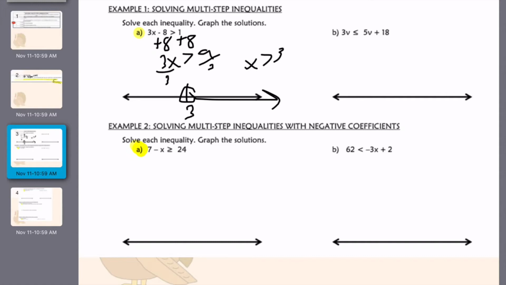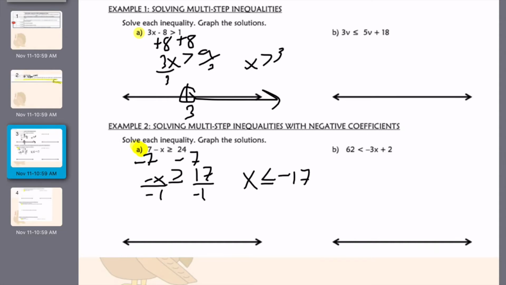All right, in my second example, I'm going to show it a little differently. This isn't necessarily the way that I would show it, but that's okay. I just want to show it for the sake of the example. So I'm going to subtract 7 on both sides. I'm going to be left with negative x is greater than or equal to 17. And in fact, this is like negative 1 times x. So the only way I'm going to get rid of that negative is to divide by negative 1 on both sides. But I need to remember, when I divide or multiply by a negative number, my inequality sign reverses. So this actually becomes x is less than or equal to negative 17.